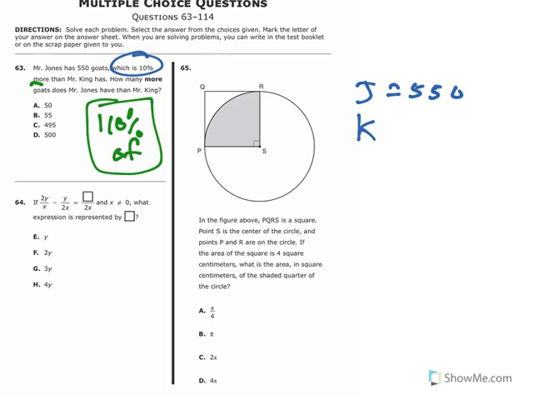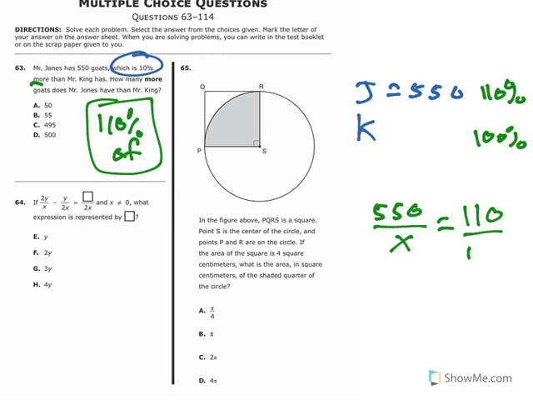Same thing with the goats, right? His 550 represent 110% of Mr. King's. And obviously Mr. King has all of his goats, right? He's got 100%. So we could think about this as a proportion. If Jones has 550 to King's X, great band by the way, but that's neither here nor there, we've got 110 to 100. That's my proportion.